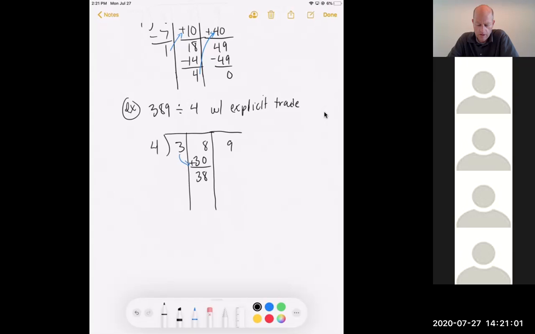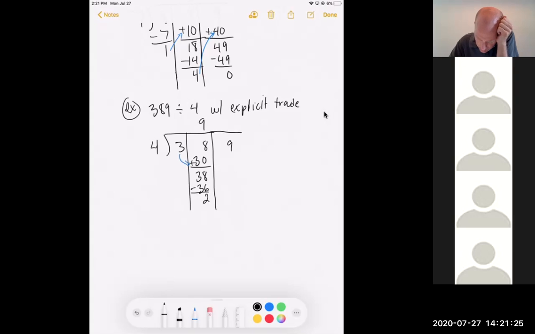How many groups of 4 are there in 38? 9. Good. Let's put our 9 up here. And 9 times 4 is 36. So we've distributed 36 total groups of 10, 36 tens. And so I have 2 tens left over.